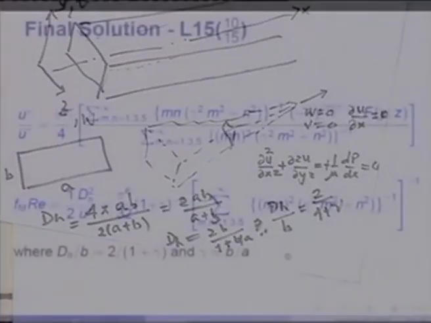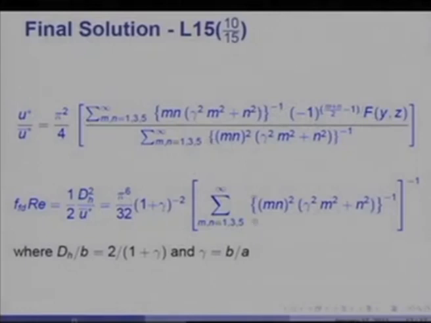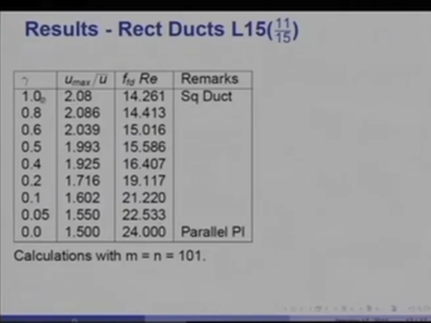If we evaluate friction factor and Reynolds number by substituting different values of gamma, we obtain the results shown here. When gamma is exactly equal to 1, you get a square duct. Both shorter and longer sides are equal in length, and u max divided by u bar would be 2.08, and the fully developed friction factor times Reynolds number will be 14.26. That is the case of a square duct.